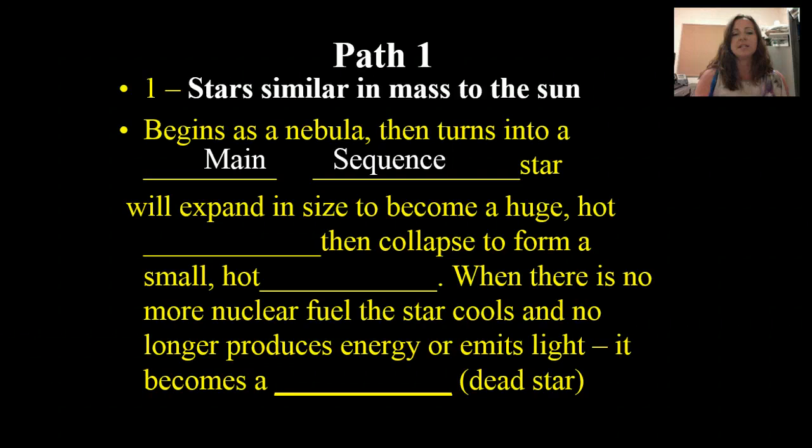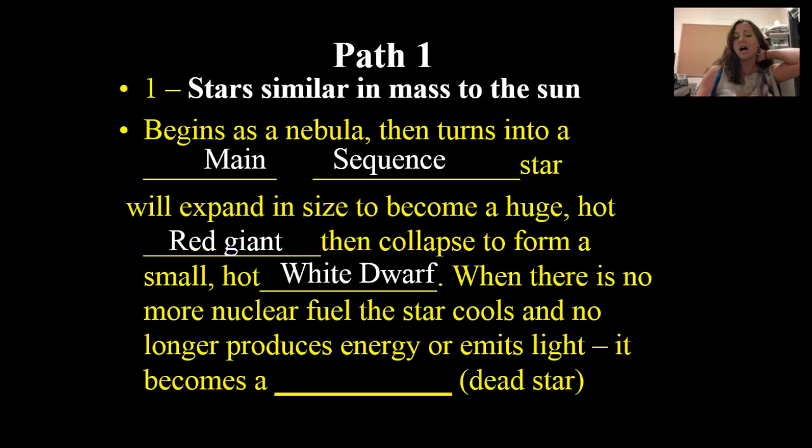So the first path, the path that we see for stars similar to our sun, begins as a nebula, then turns into a main sequence star. Then it will expand in size to become a huge hot red giant. Once it burns off all that hydrogen, it starts to collapse to form a small hot white dwarf. When there's no more nuclear fuel, the star will cool and no longer produce energy or emit light. That would be this phase of the black dwarf, which we consider a dead star.